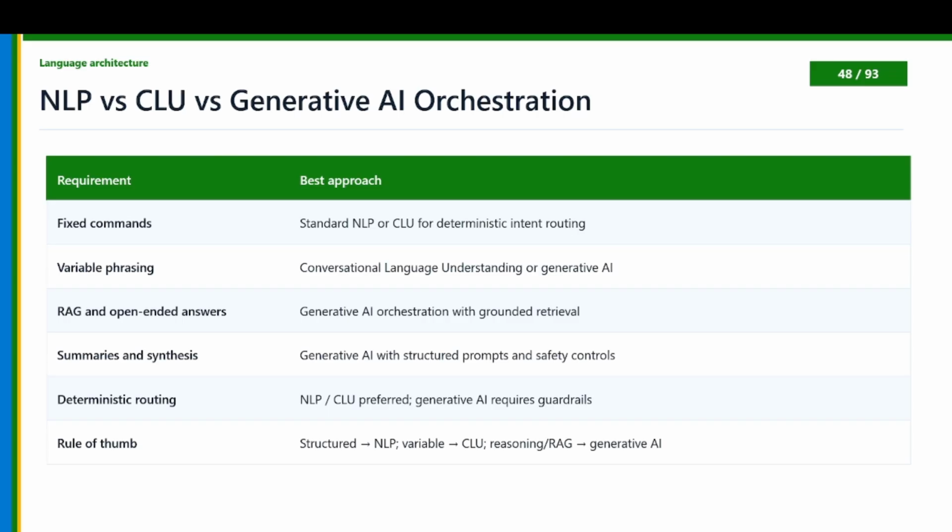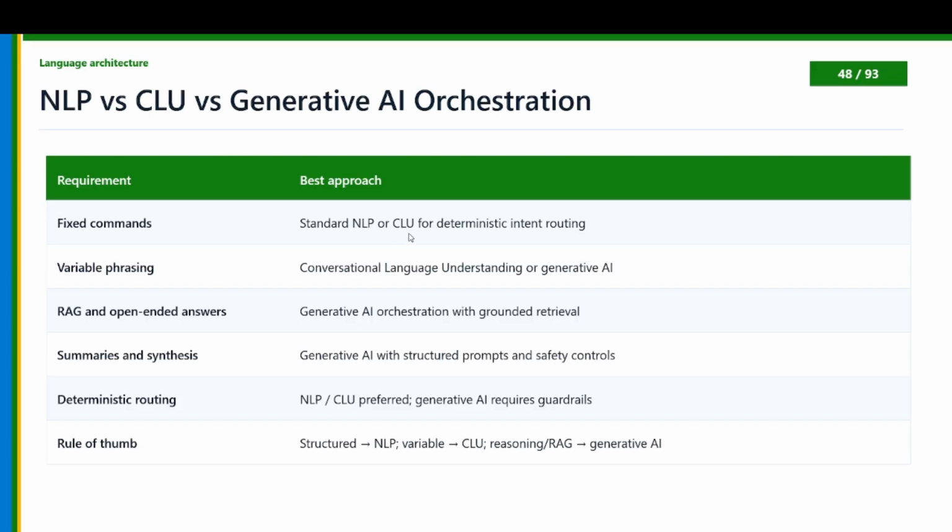So we have NLU, we have CLU, we have NLP and NLU plus. So let's see how you can design for this. NLP versus CLU versus generative AI orchestration. These are requirements for language architecture, and these are the best approach that you can take on the right hand side. Look at the first one, fixed commands. The fixed commands are standard NLP, natural language processing, or CLU.